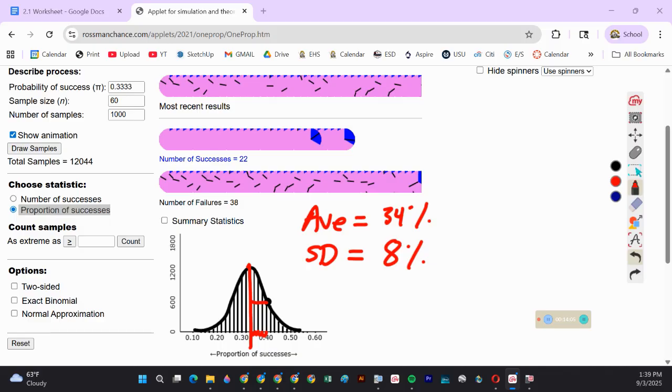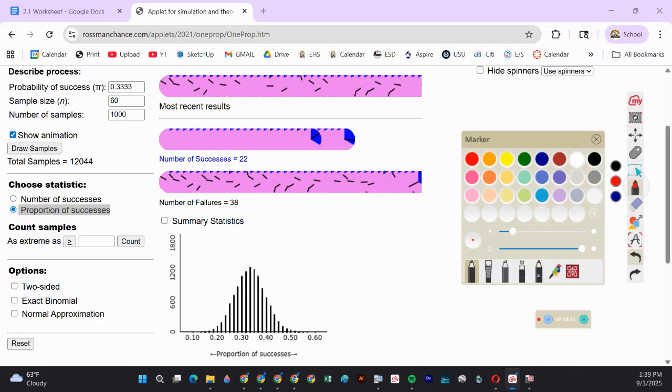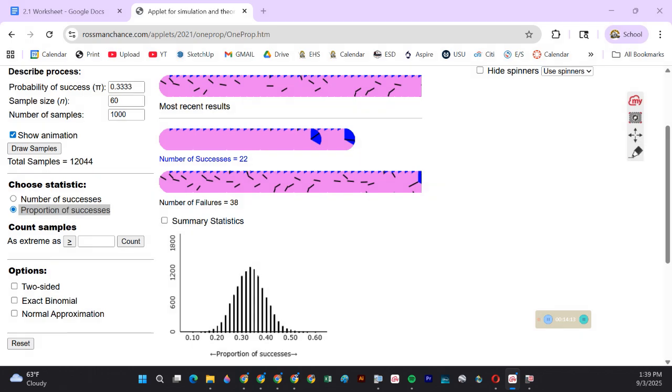we have a computer here. We don't actually have to guess what the average and standard deviation are. We could just click this button that says, tell me the summary statistics, and it spits out an average and an SD, and I was off by a little bit, but yes. Okay.